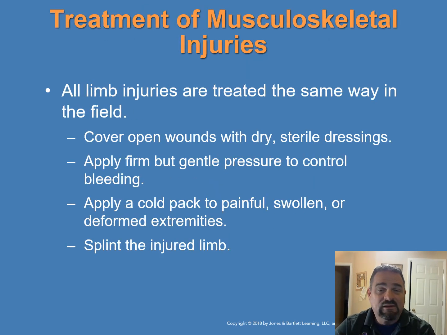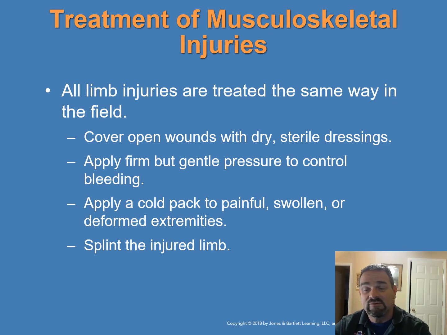All right, so all limb injuries are treated the same way in the field. Cover the open wounds with dry sterile dressing. Apply firm but gentle pressure to control any bleeding. Apply a cold pack to painful, swollen, or deformed extremities. It will help ease the pain. It will also reduce the swelling. So cold packs are very, very good.